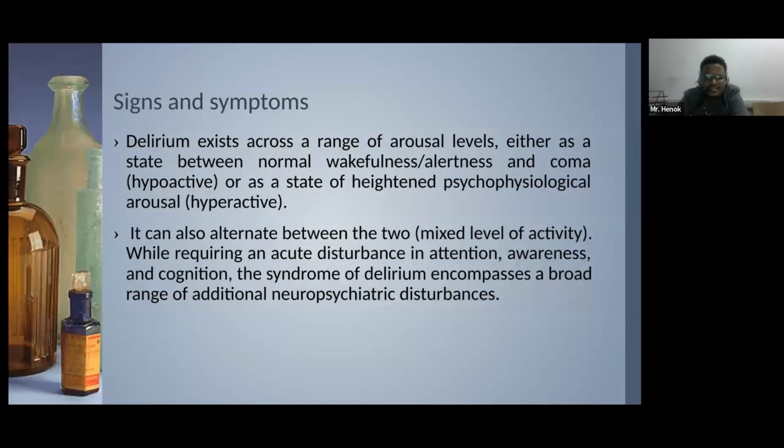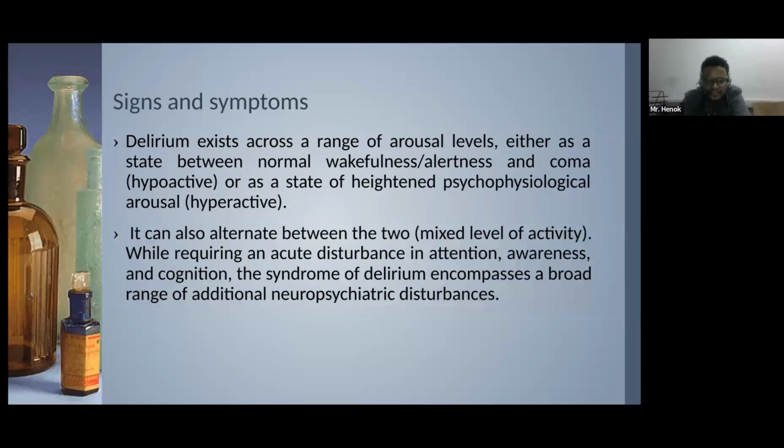Okay, so when we see the signs and symptoms of delirium, delirium exists across a range of arousal levels, either as a state between normal wakefulness or alertness and a coma. We will see the three subtypes of delirium, the hyperactive one, the hypoactive one, and the mixed one, okay? I'll come to that on the coming slides. So I will directly go to the signs and symptoms.